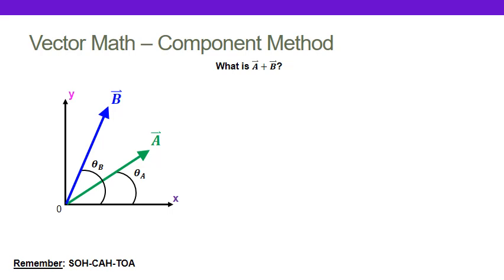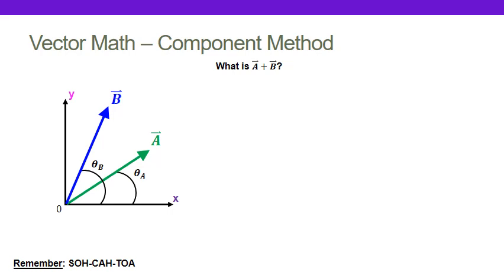Instead of taking our vectors and adding them up graphically and then trying to measure what the length of that arrow is, what we'll do instead is take our vectors and put them in a coordinate system and find out what the components of those vectors are in the coordinate system.